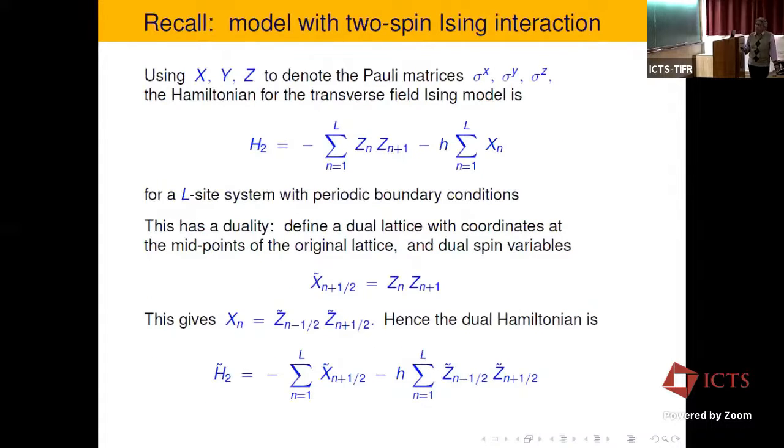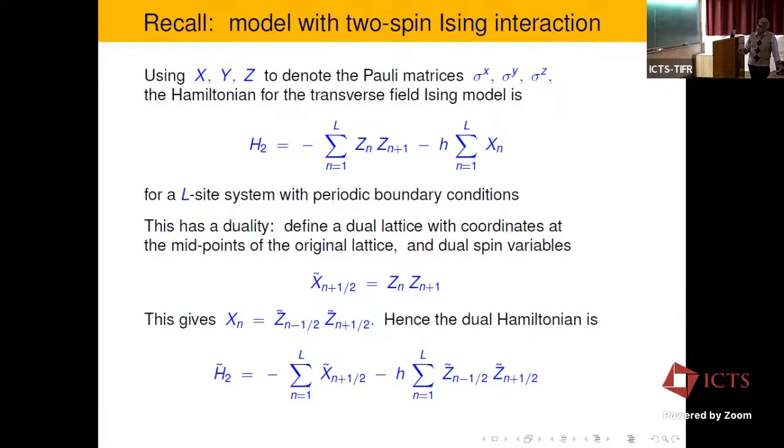Okay, so let me now recapitulate what we already know about the model with 2 spin interactions. So I'm going to use x, y, z for simplicity instead of sigma x, sigma y, sigma z. So this is the Hamiltonian, which I'm calling H2 because it has 2 spin interactions. So it has Ising interaction between the z components of neighboring sites, and there's a transverse field along x.